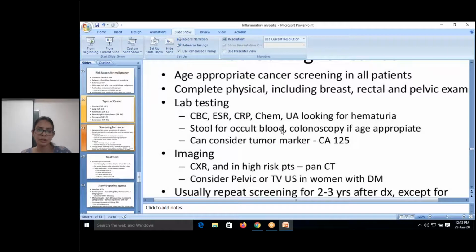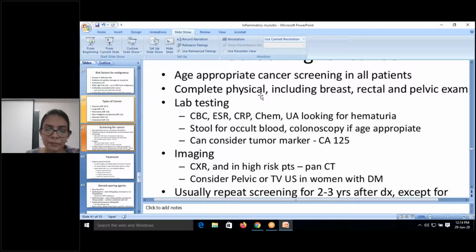As myopathy patients can have cancer, you need to screen them for cancer at a proper time. So when do you suspect cancer in a patient, or when do you want to do further tests? Age-appropriate cancer screening is required. In elderly age or long duration of disease, you can think of doing a cancer test.